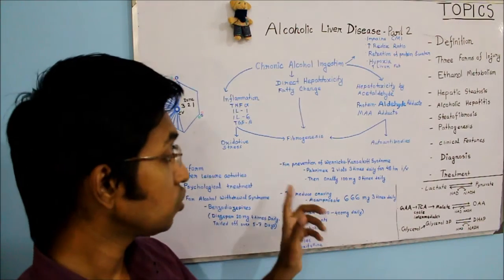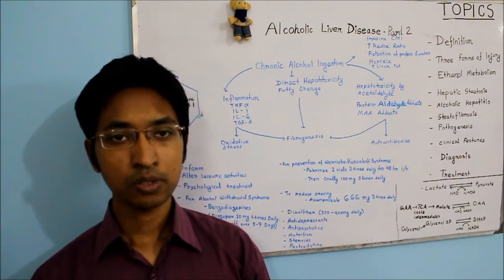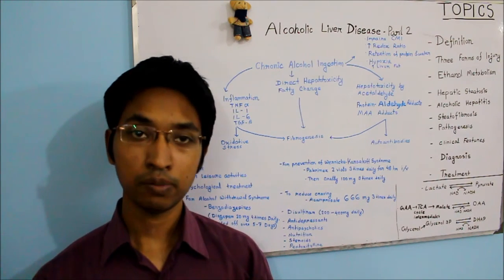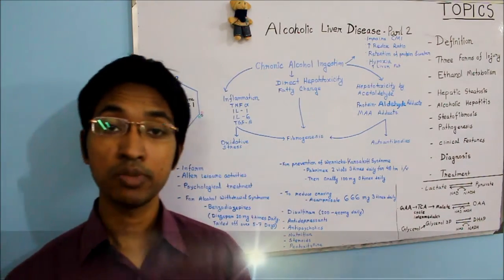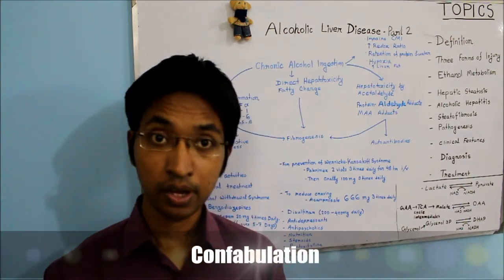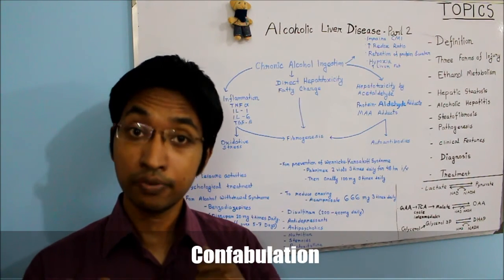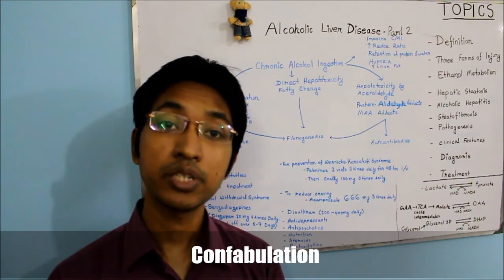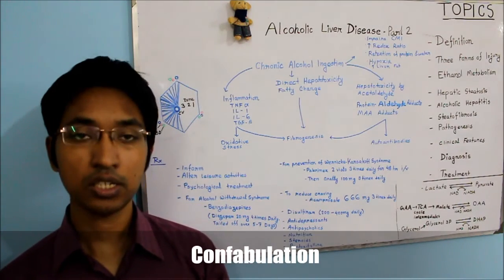So what will happen during that stage? During Korsakoff psychosis, there will be short-term memory deficit and also confabulation. Now, this is a very interesting term. What do we mean by confabulation? Here, the patient will produce fabricated, distorted, or misinterpreted memories without any conscious intention.